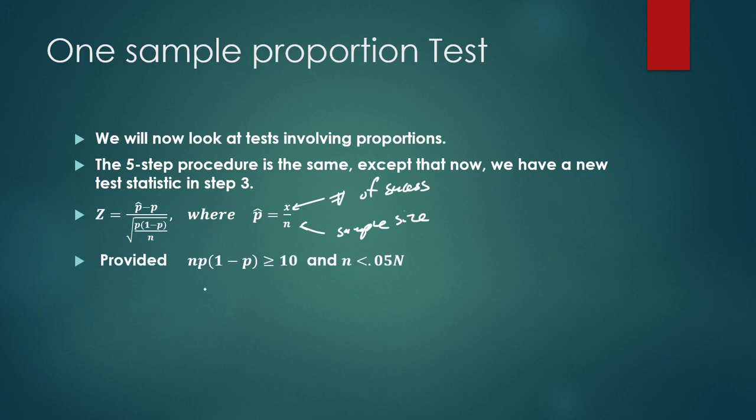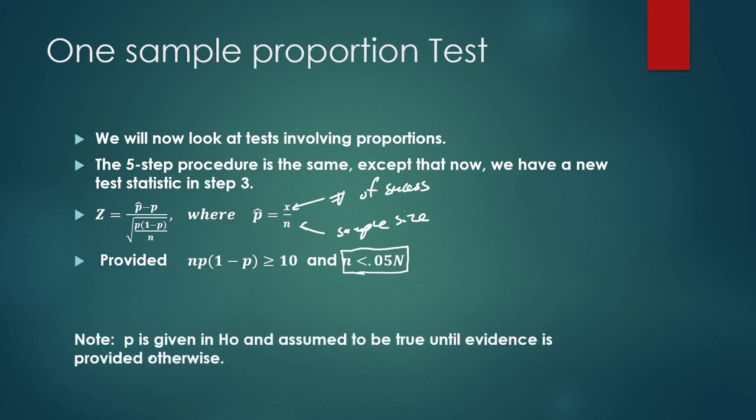We also have to check 2 conditions. We need to make sure np times the quantity 1 minus p is greater than or equal to 10, and that the sample size is less than 5% of the population size. In the second condition, I just have to write a sentence that says we can assume the sample size is less than 5% of the population size.